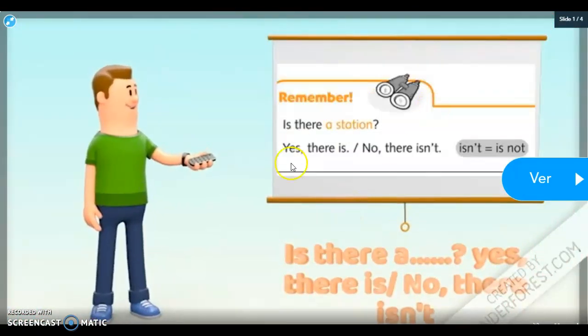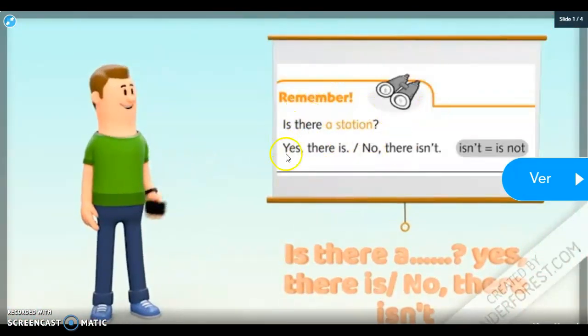So for a question, you have to remember, is there a station? Is there a restaurant? Is there a bank? Is there a, I don't know, a shop? Is there a station? Yes, there is. Sí, sí hay. No, there isn't. No hay en esta ciudad. Right? Is there a restaurant? Yes, there is. No, there isn't.